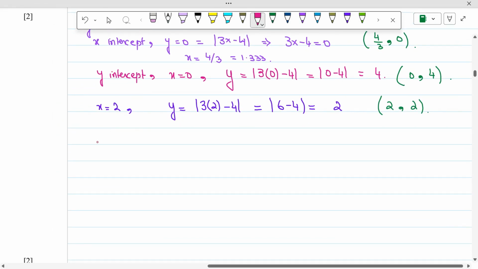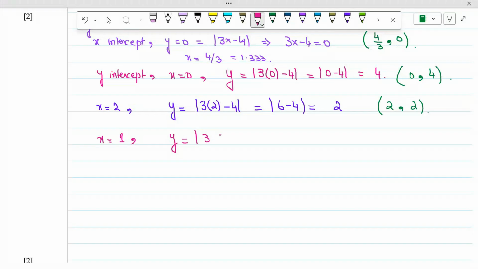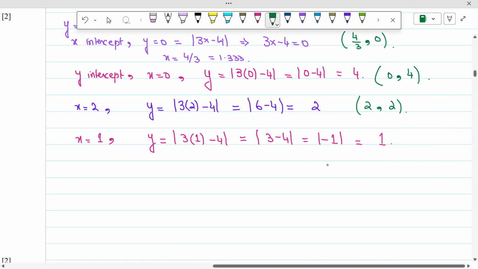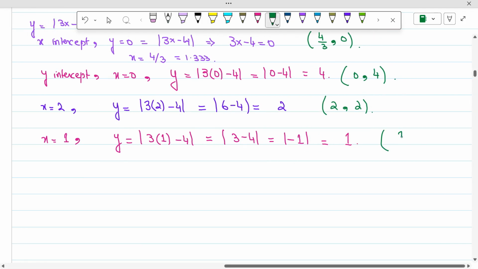Now we take x is equal to 1. So we will have y is equal to the absolute value of 3 times 1 minus 4, and this is equal to 3 minus 4 in absolute value, which is the absolute value of negative 1, which is equal to 1. So in this case, we will have the point 1 and 1.